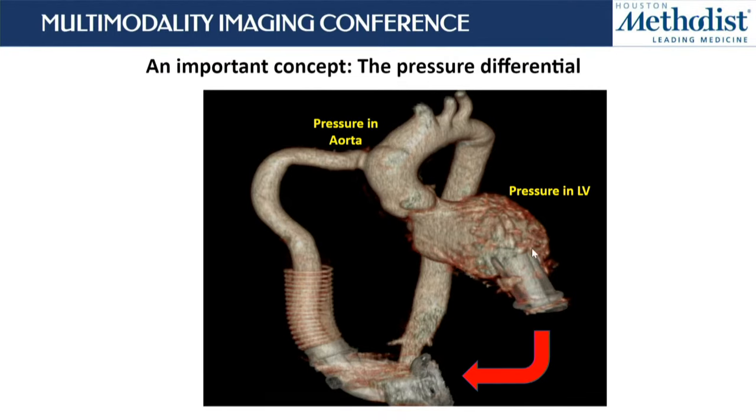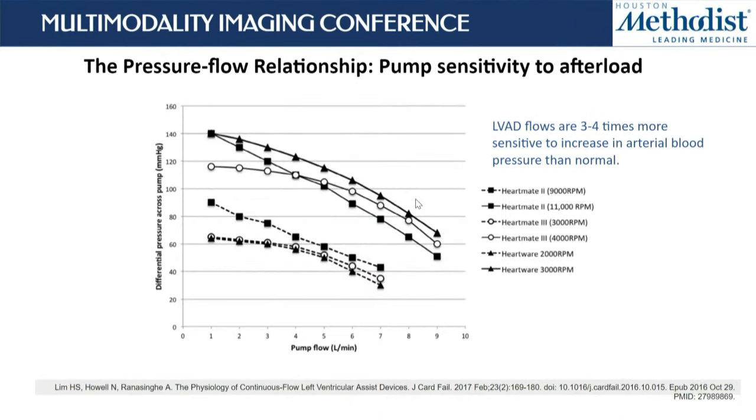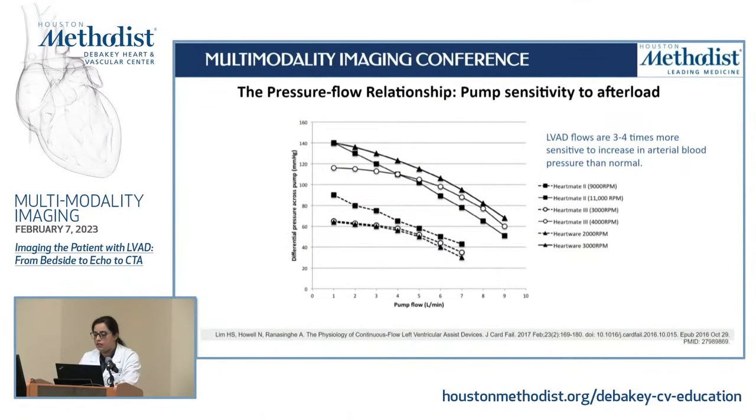When you have a higher inflow cannula flow, this creates kind of a higher pressure differential towards this side, more blood flow, whereas this would take away from the flow through the aorta. And that's what we are looking for, and that is what is important for us. One important thing to remember is that the pumps are super sensitive to afterload. They are 3 to 4 times more sensitive to increase in afterload than normal human beings.